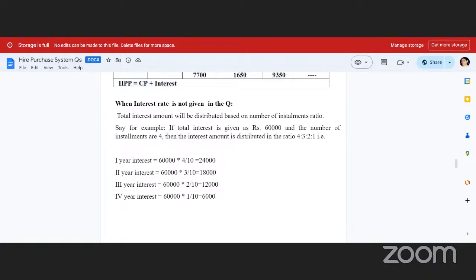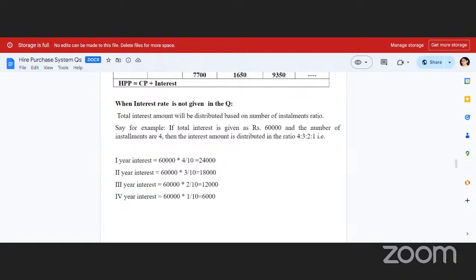The next one is where the interest rate is not given at all. This is a little difficult, so you will start from a different angle. This is the total amount of interest paid. The total installments are 4, he said. Then first year, second year, third year, fourth year, and in reverse you take the ratio 4 is to 3 is to 2 is to 1. The total is equal to 10.